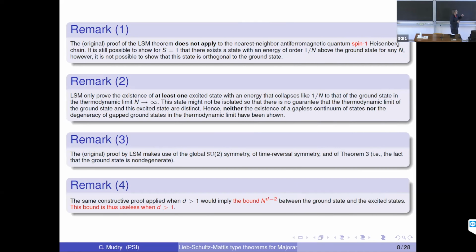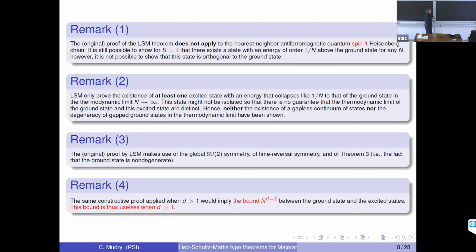So where is the breakdown of the proof for spin 1? Well, it is still possible to show for s equal to 1 that there exists a state with an energy of order 1 over n above the ground state for any n, and here I don't think you have to worry about evenness or oddness. However, it is not possible to show that this state is orthogonal to the ground state.